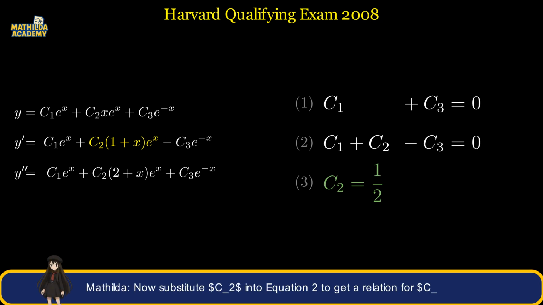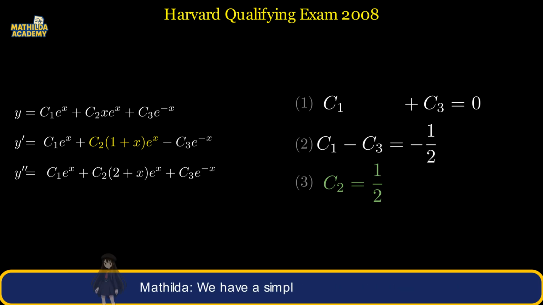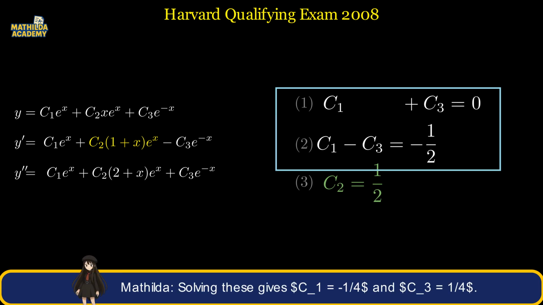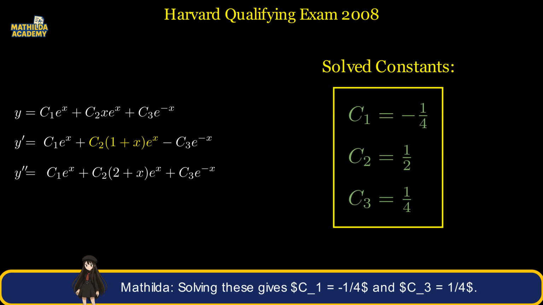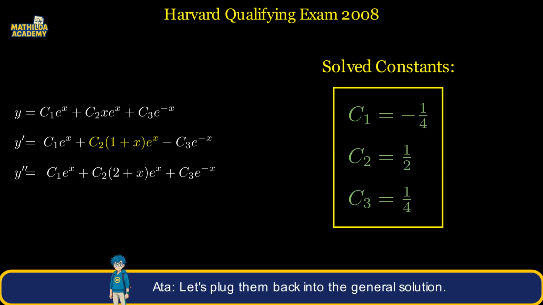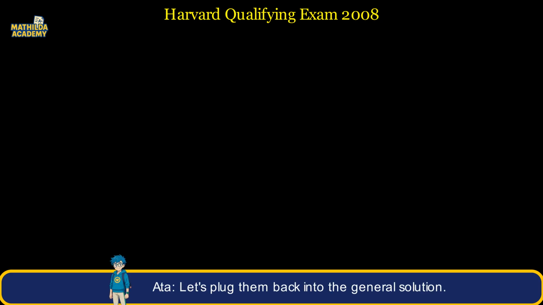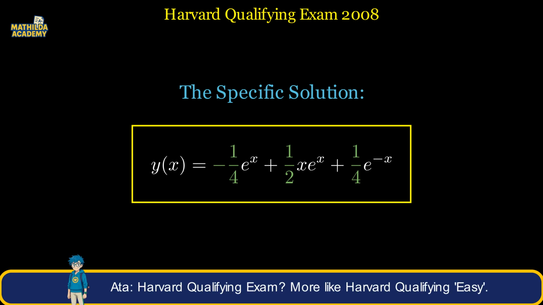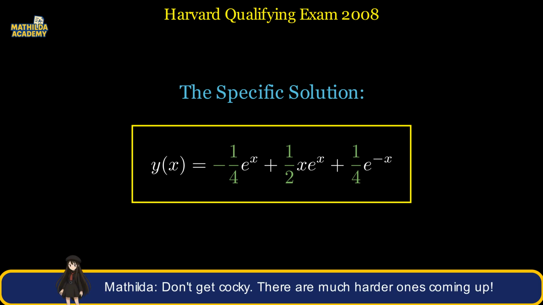Now substitute C2 into equation 2 to get a relation for C1 and C3. We have a simple 2 times 2 system now. Solving these gives C1 equals -1/4 and C3 equals 1/4. Let's plug them back into the general solution. Harvard qualifying exam? More like Harvard qualifying easy. Don't get cocky. There are much harder ones coming up.